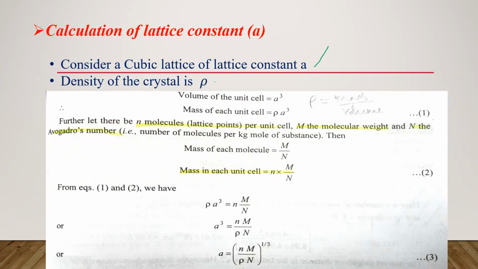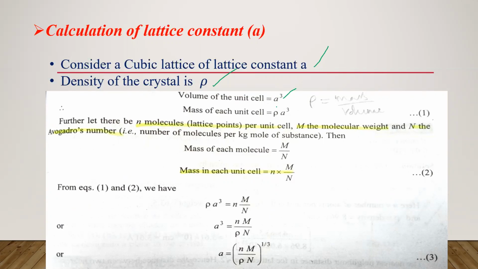Density of the crystal is rho, let us suppose. Density is mass by volume. Now the volume of the unit cell will be A cube, where A is the axial length, or edge of the cube. Because in a cube all sides are equal, A is equal to B is equal to C, that is A. Then the volume of the cube will be A cube, which is nothing but the volume of the unit cell.